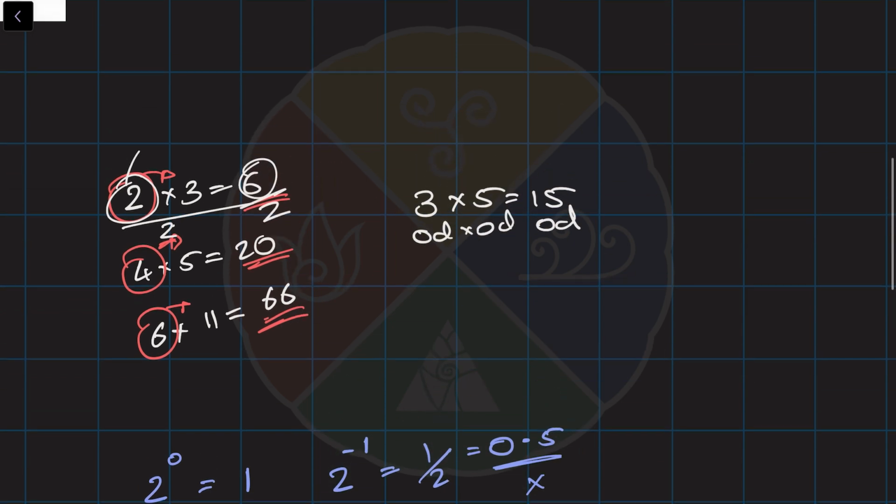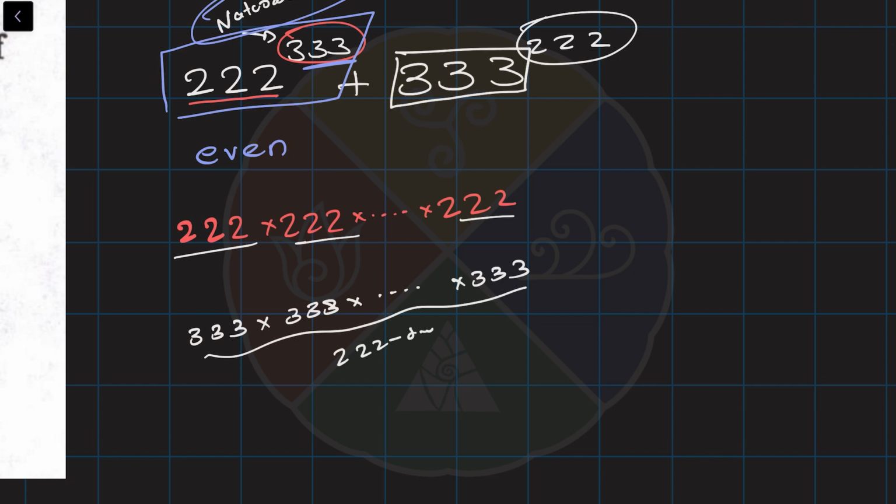Until and unless one single even comes, you will not get an even as a resultant of a multiplication. So on this right side you will be getting an odd number. Now an even is getting added to an odd number. Even plus odd is always odd.